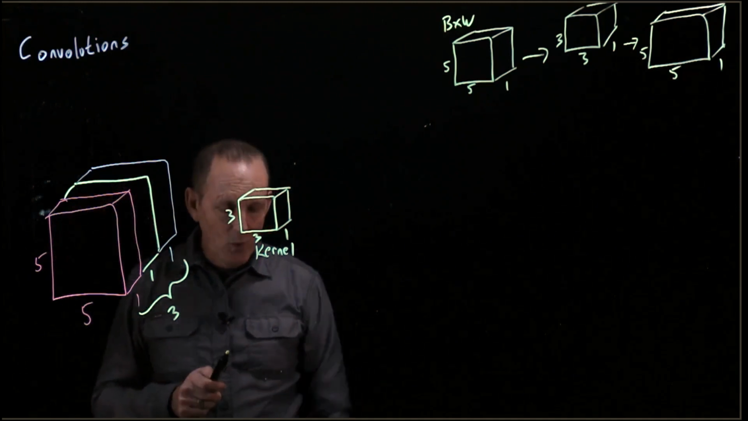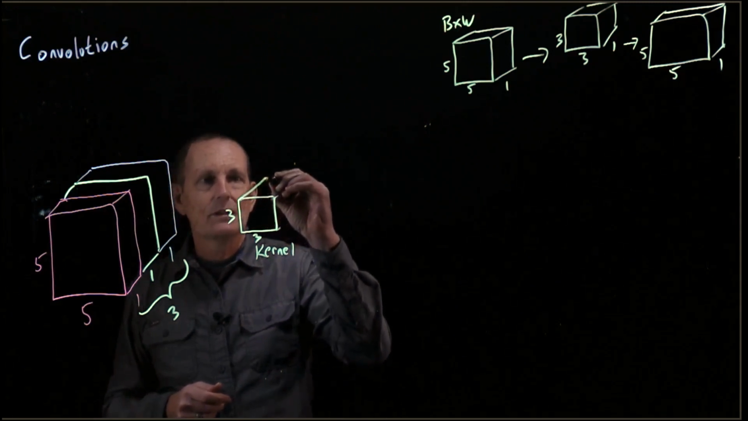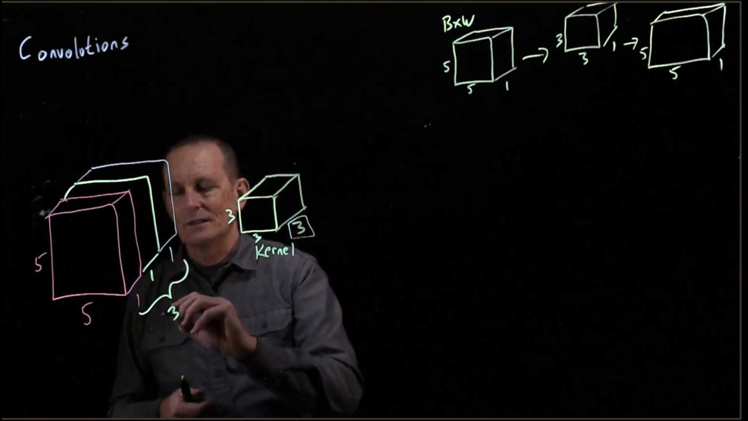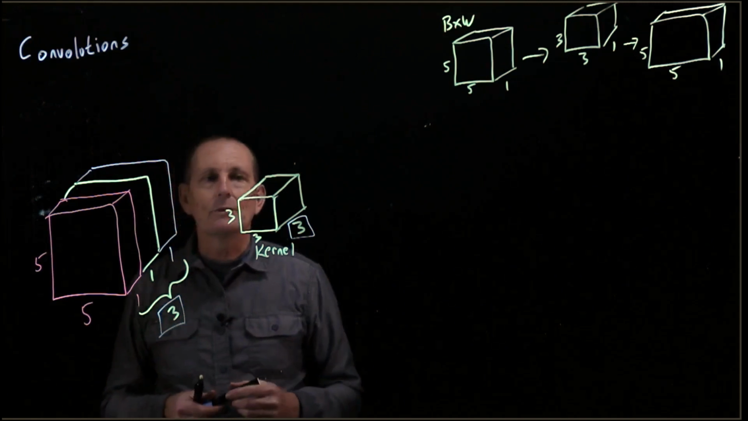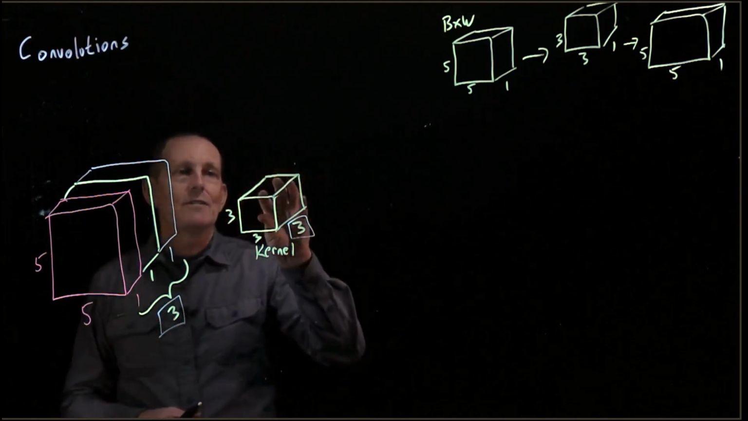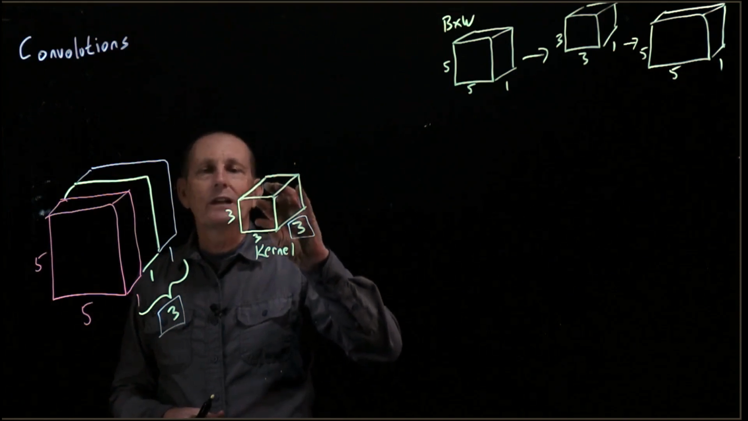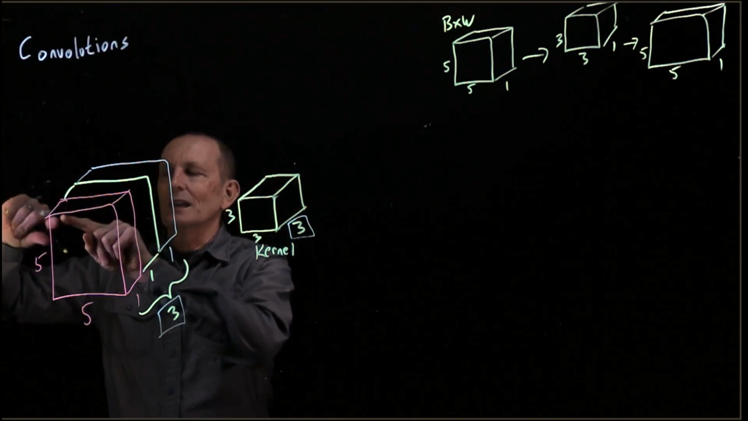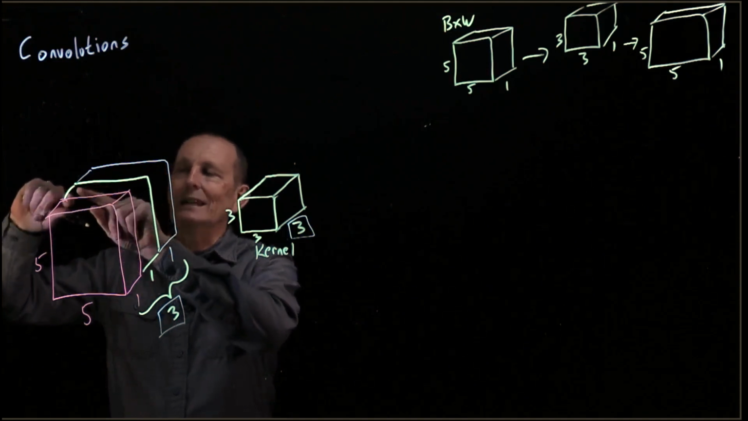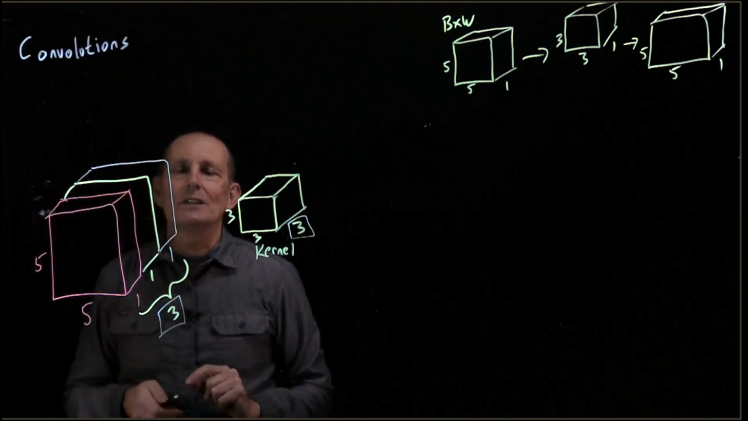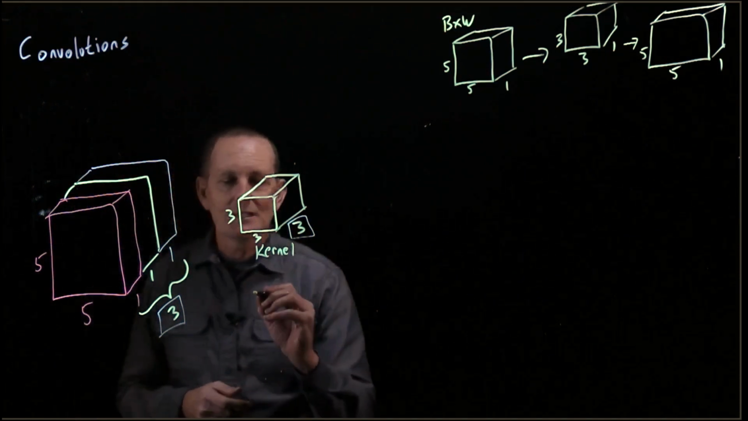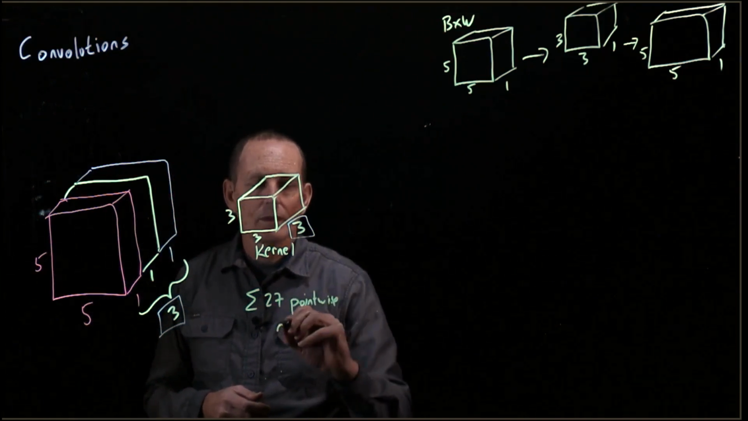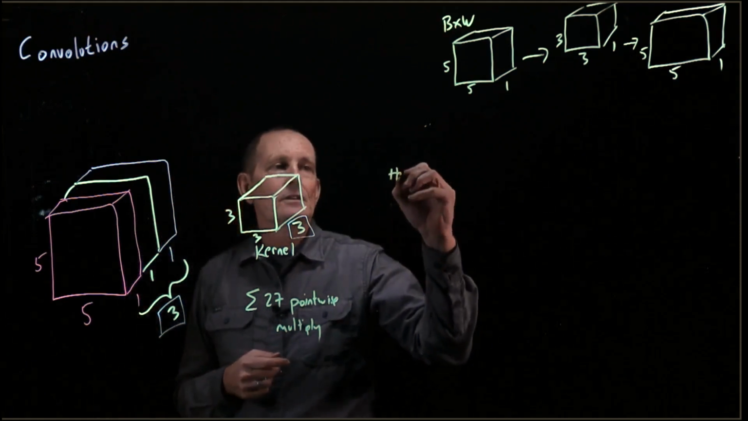So instead of using a 3x3x1 kernel here, we use a 3x3x3 kernel. That is, this depth matches this depth. In this case, we have 27 entries. When we do a convolution operation on a particular patch, we take 9 multiplications in the red, and behind that 9 multiplications in the green, and behind that 9 multiplications in the blue. We sum those all together, so we're summing 27 pointwise multiplications, and we end up with a single number.